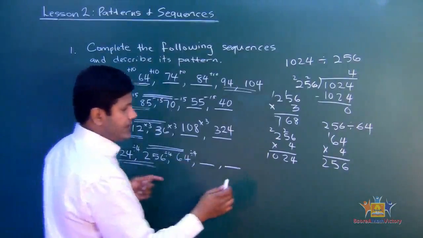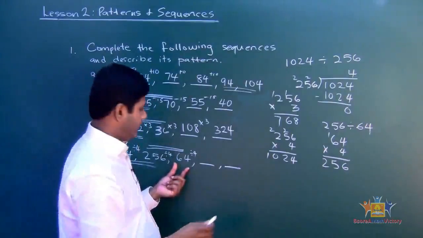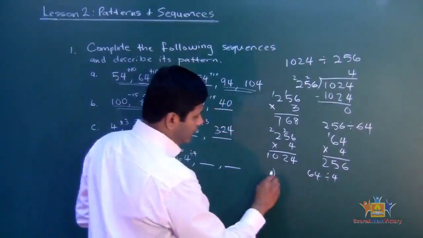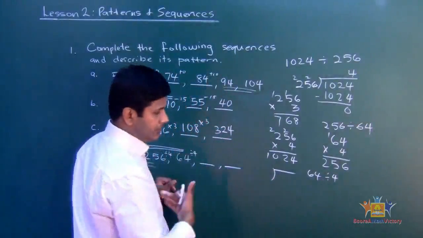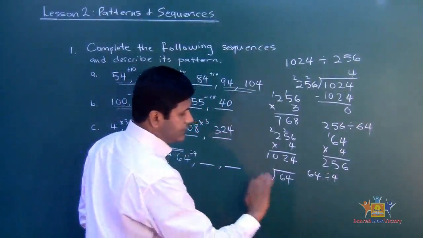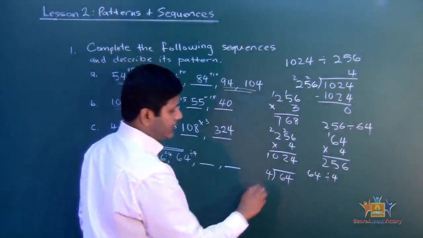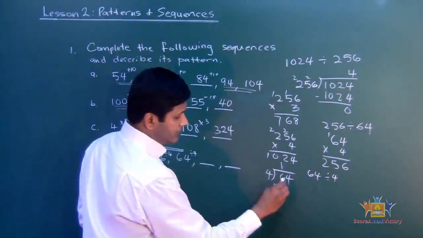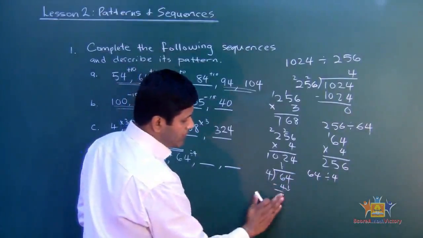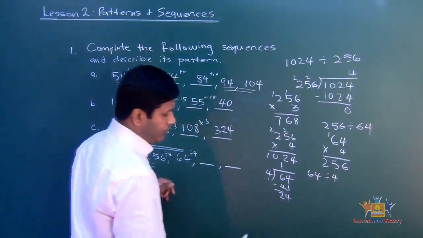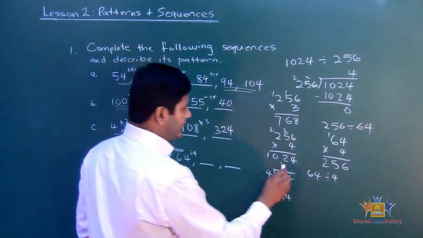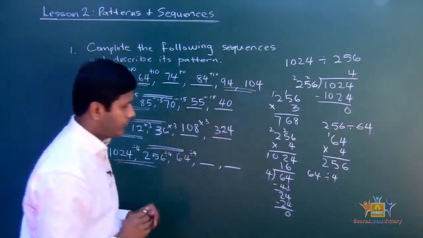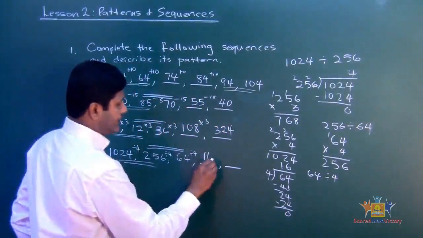We use the long division method because this is outside our timetable range. So 64 divided by 4. We use the long division, which is the cage approach. 64 goes inside the cage, and 4 goes outside the cage. In 6 is how many 4s? 1. 1 times 4 is 4. 6 minus 4 is 2. I bring the 4 down, becomes 24. In 24 there's how many 4s? 6. 6 times 4 is 24, minus gives me 0. So that means this will be 16.